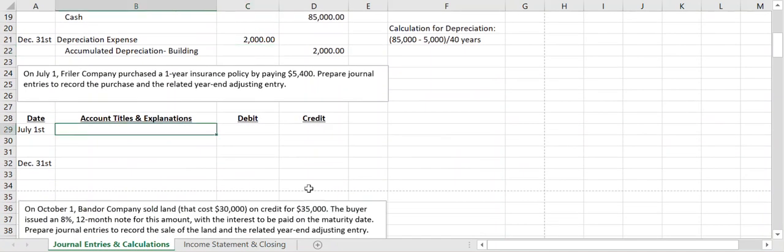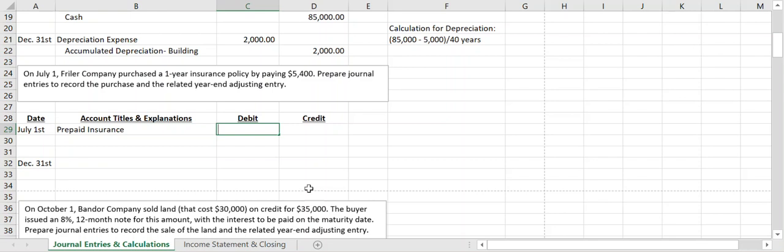The next one is another adjusting entry. In review exercise 3.3, they tell us that our company purchased a 1-year insurance policy by paying $5,400. They want us to, again, prepare the journal entry for the purchase of that insurance policy, as well as any year-end adjusting entry.